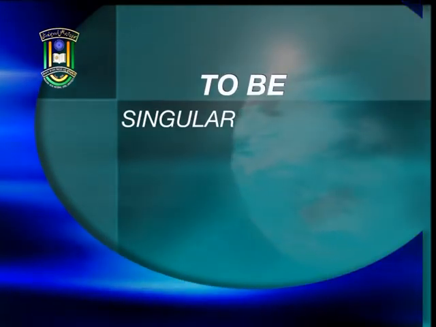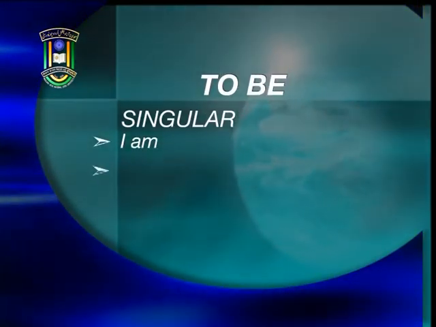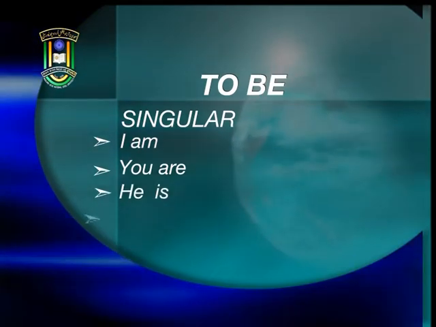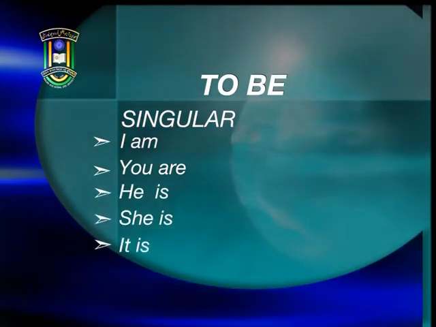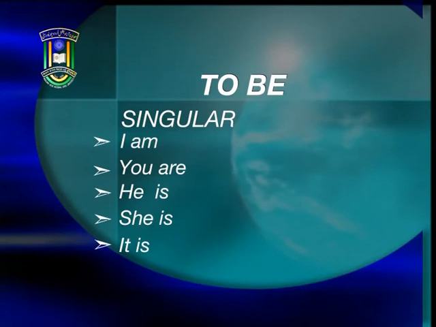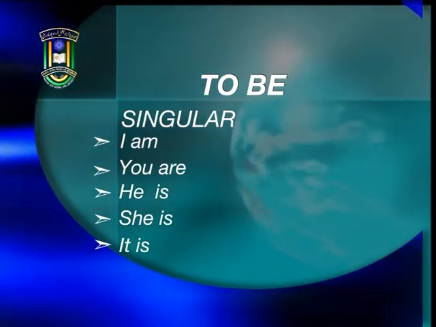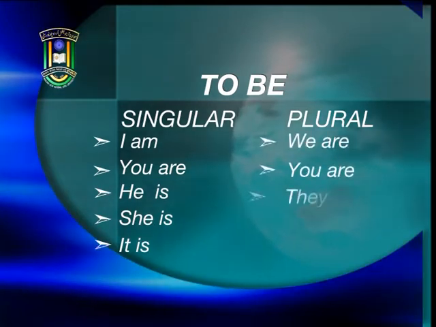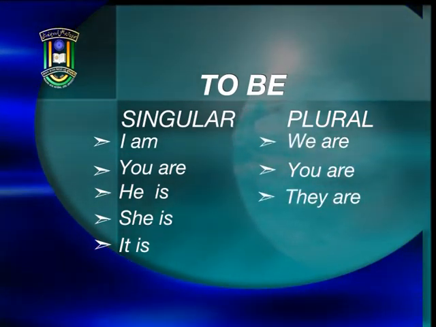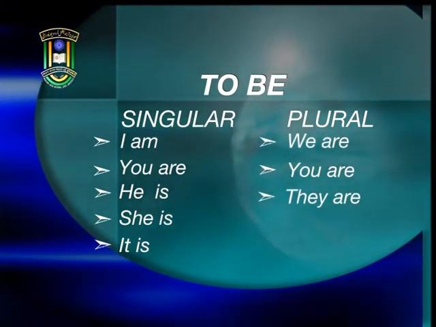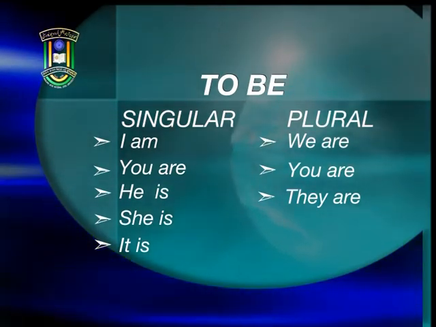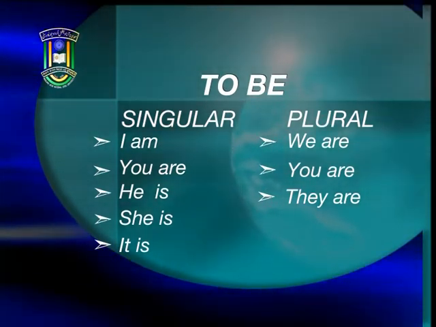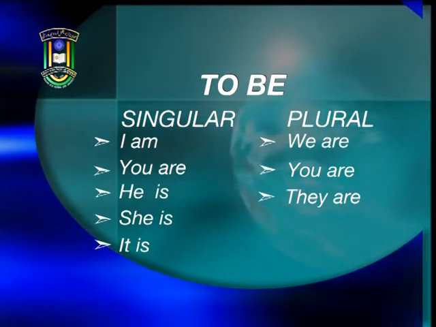The verb to be in the singular has the following forms. Am is used with the first person, are with the second person, is with the third person. While in the plural, the verb to be has the following forms. We are, you are, they are. That is, the verb to be remains are in all the plural forms.